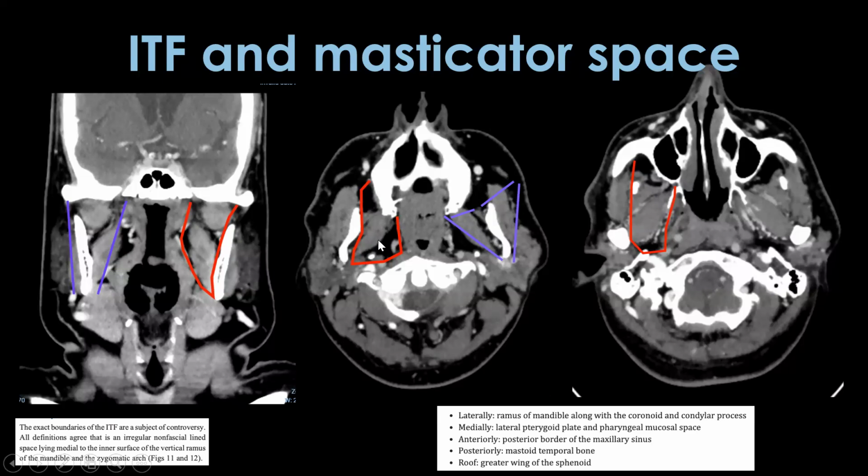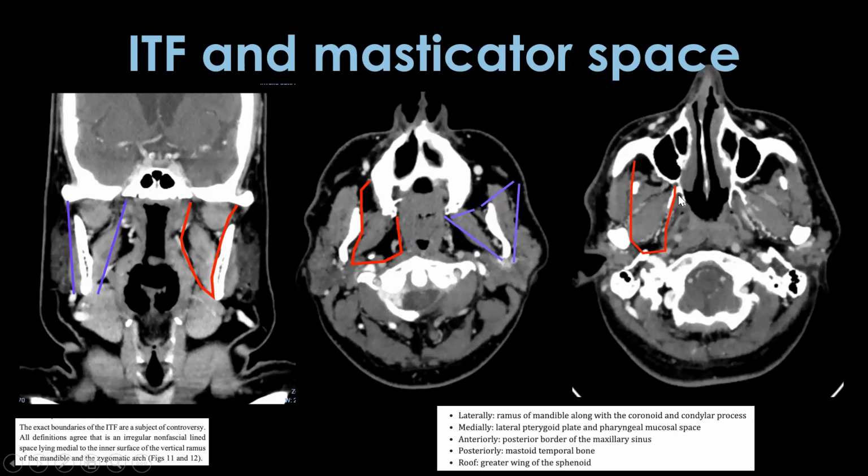Posteriorly, we can see the medial pterygoid, parapharyngeal fat again. Posteriorly, it extends to the mastoid temporal bone. The roof is the greater wing, and anteriorly, the posterior part of the maxillary sinus. This is a section which is higher up, again showing the infratemporal fossa.